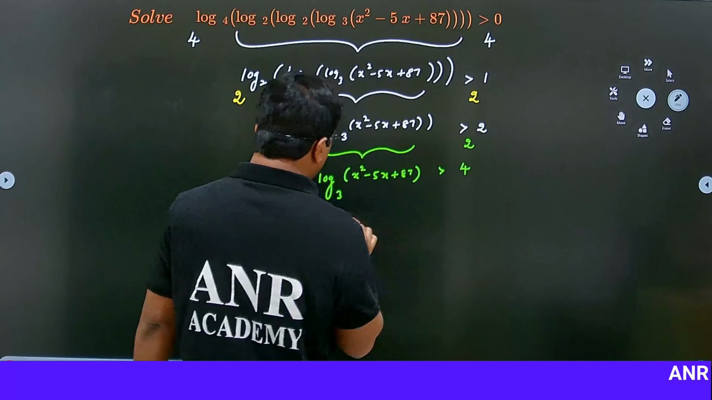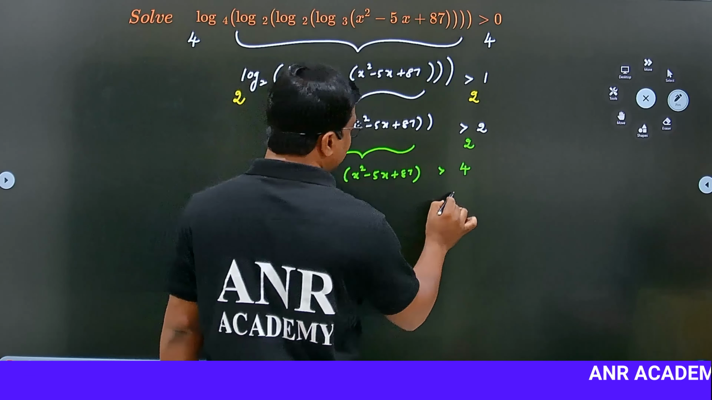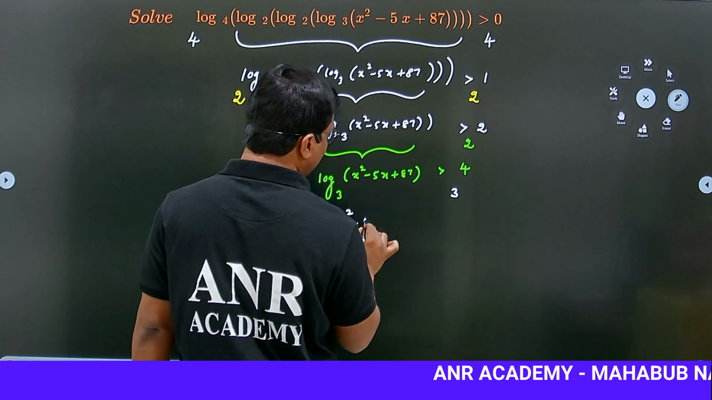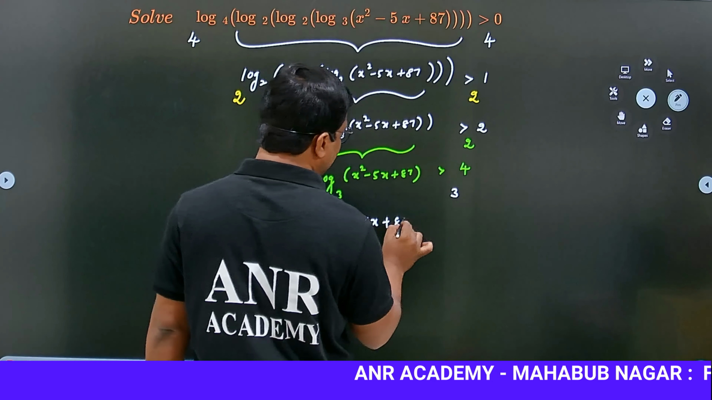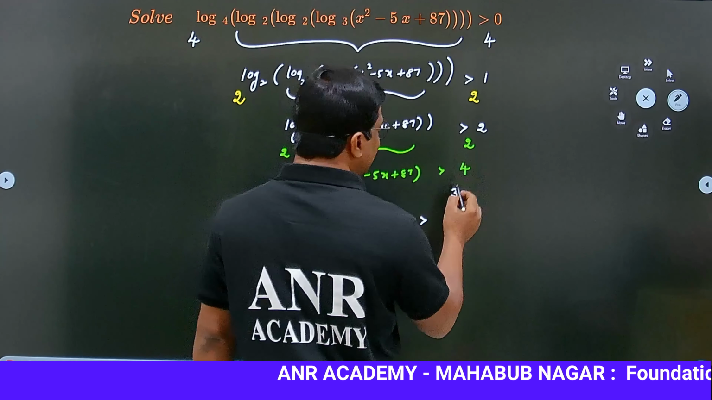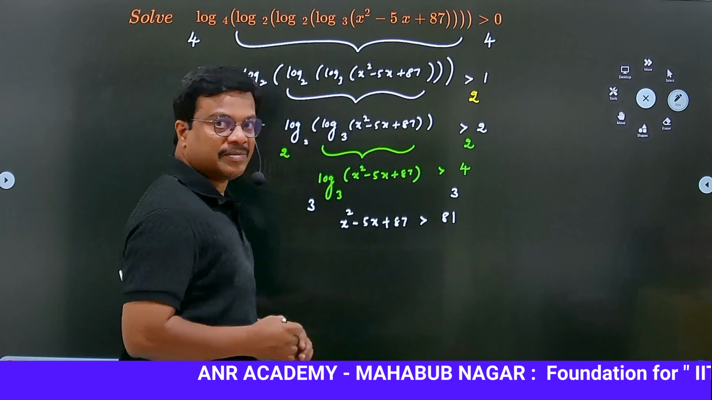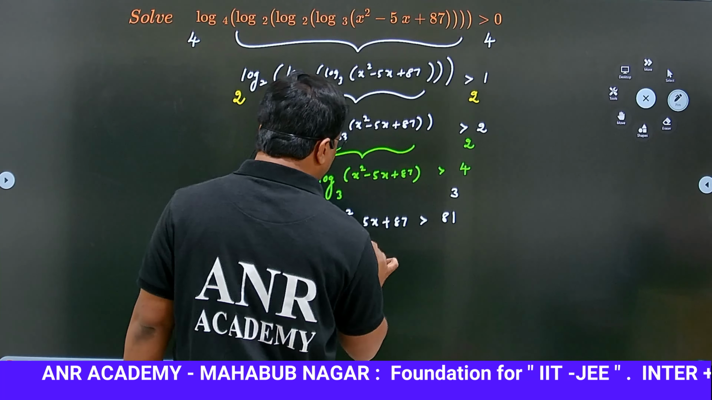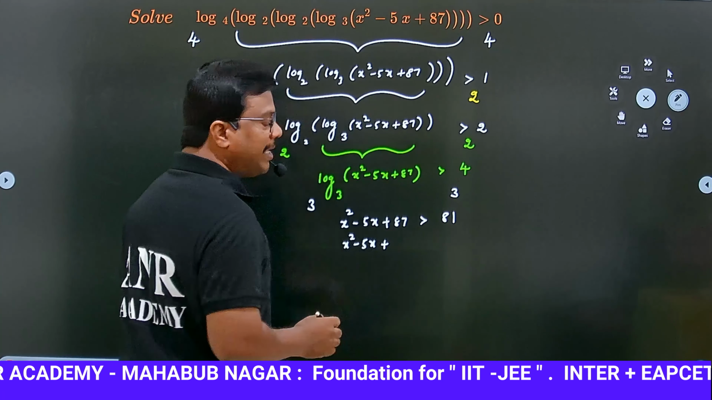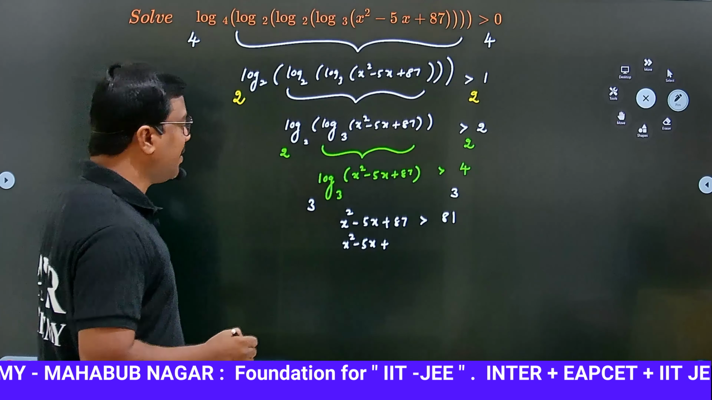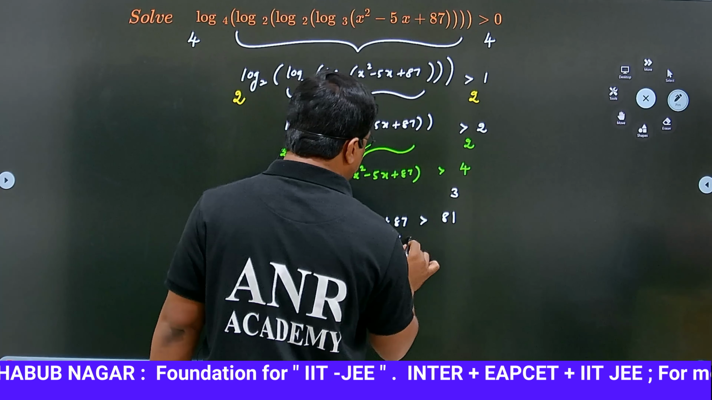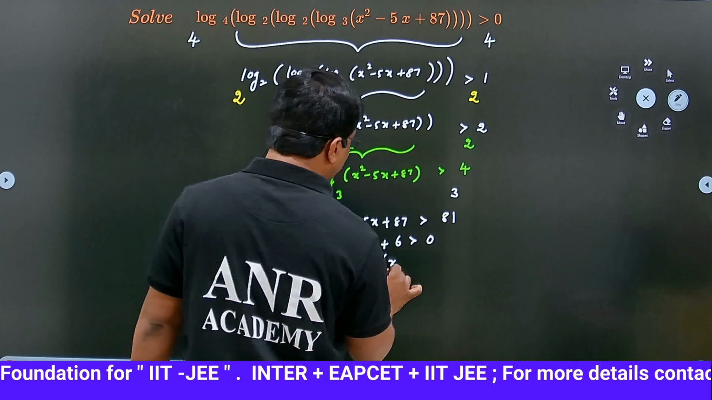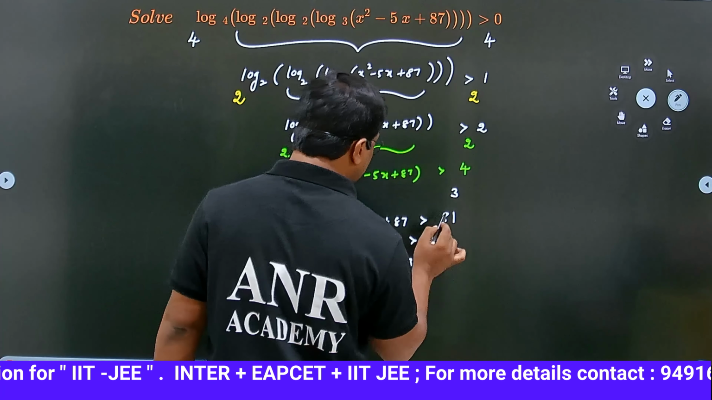Then automatically the exponential and logarithm get cancelled. We get only the second degree part, x square minus 5x plus 87, which is more than 3 power 4, nothing but 81, and x square minus 5x plus 87 minus 81 becomes x square minus 5x plus 6, more than 0, and hence the factors are x minus 2 into x minus 3 more than 0.